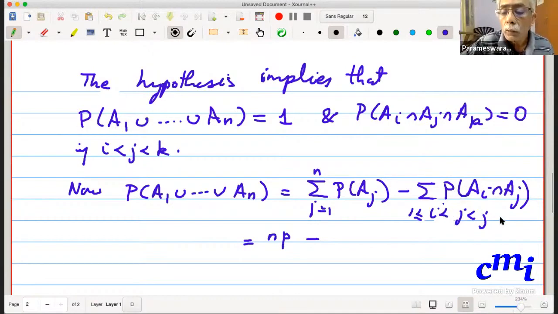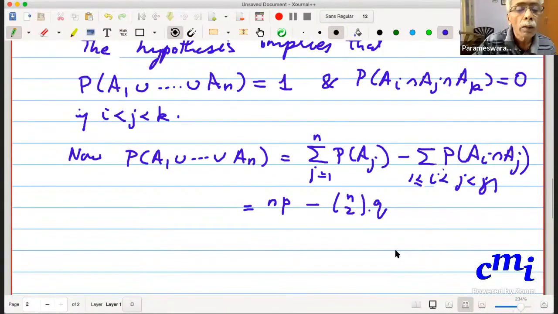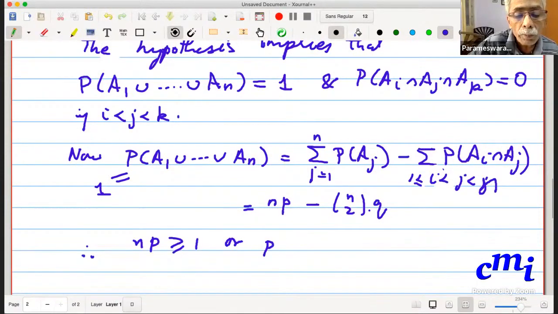So there are n choose 2 times the probability of each one of these, which is the same. So that's why you can write n choose 2 times Q. Now this is given to you, so this is equal to 1. Therefore, you are taking away some non-negative quantity, and NP minus that is equal to 1. And that means that NP must be bigger than or equal to 1, or P is bigger than or equal to 1 by N.